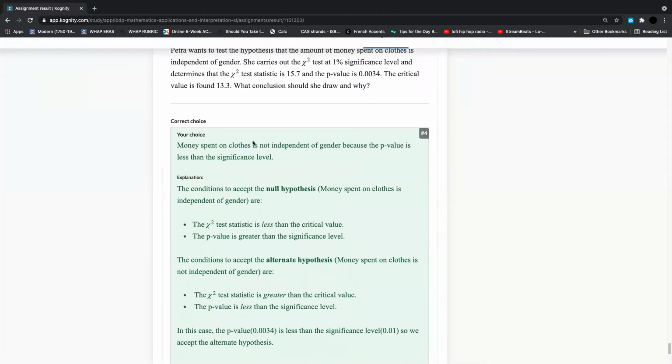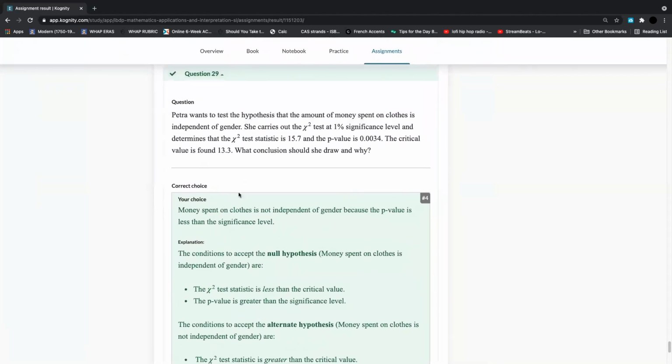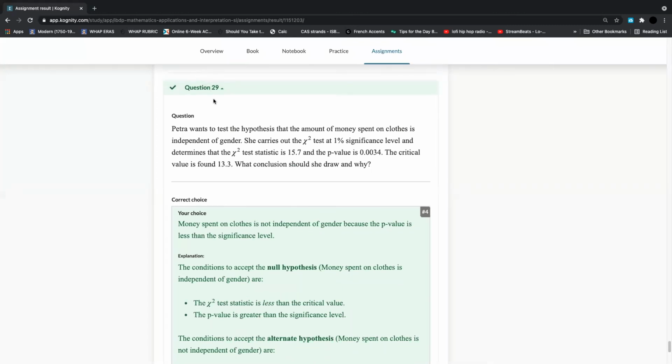So the answer is: money spent on clothes is not independent of gender because the p-value is less than the significance value. These are not contradicting statements and they fall under the same thing, meaning that since the p-value is less than the significance level, there is a relationship present. So they are not independent. They correlate with each other. They have a relationship.